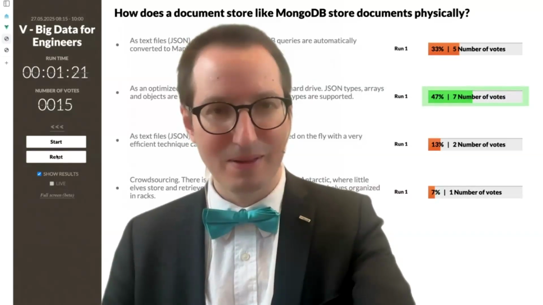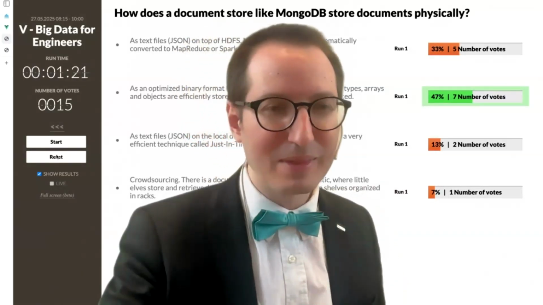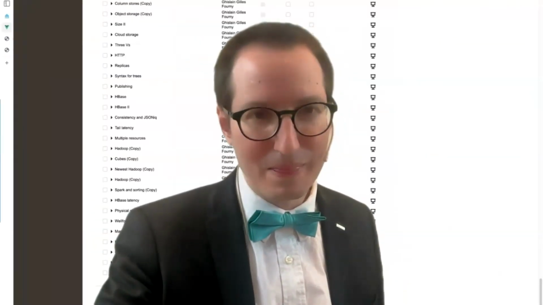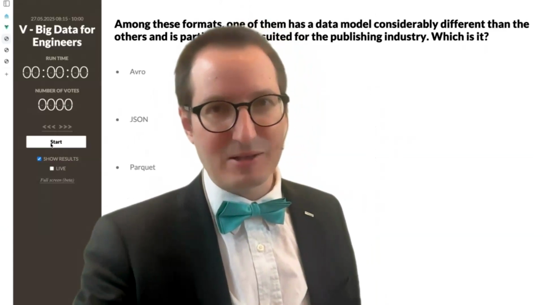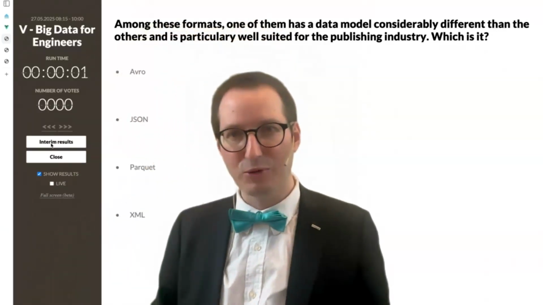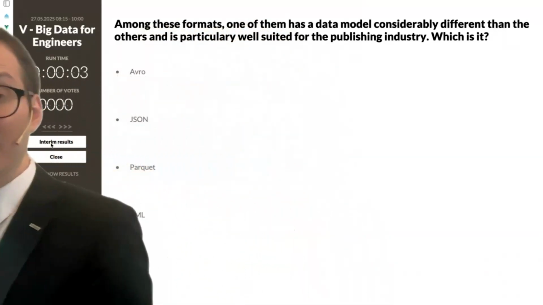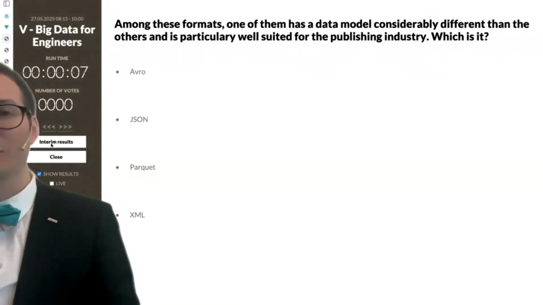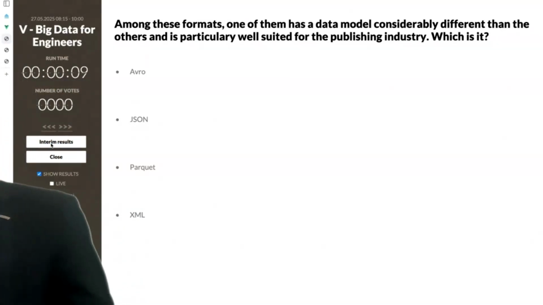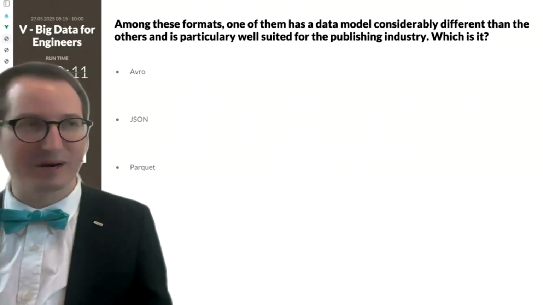All right. So what can I ask now? Among these formats, one of them has a data model that is considerably different from the others, and it's particularly well suited for the publishing industry. Which is it? Avro, JSON, Parquet, XML.